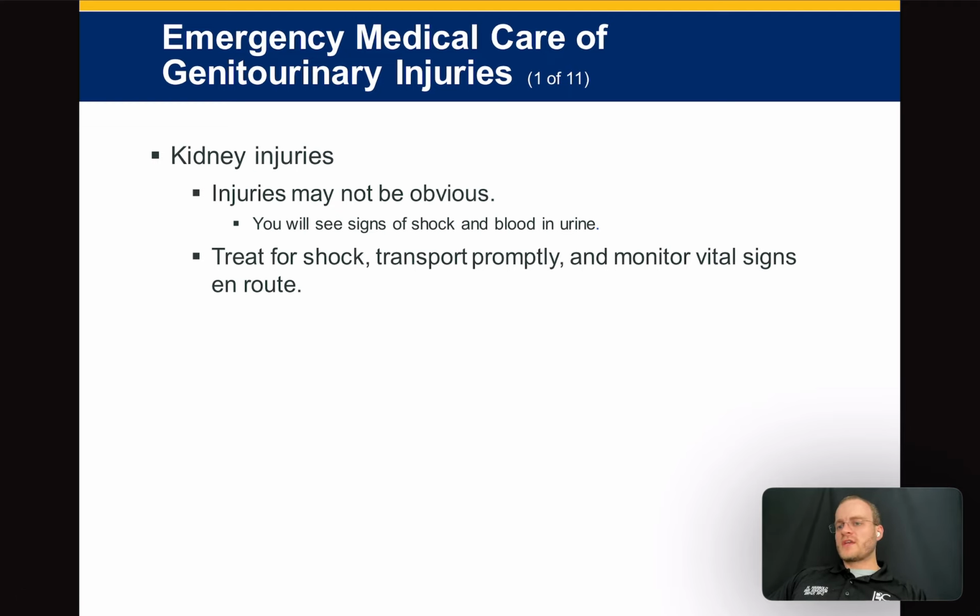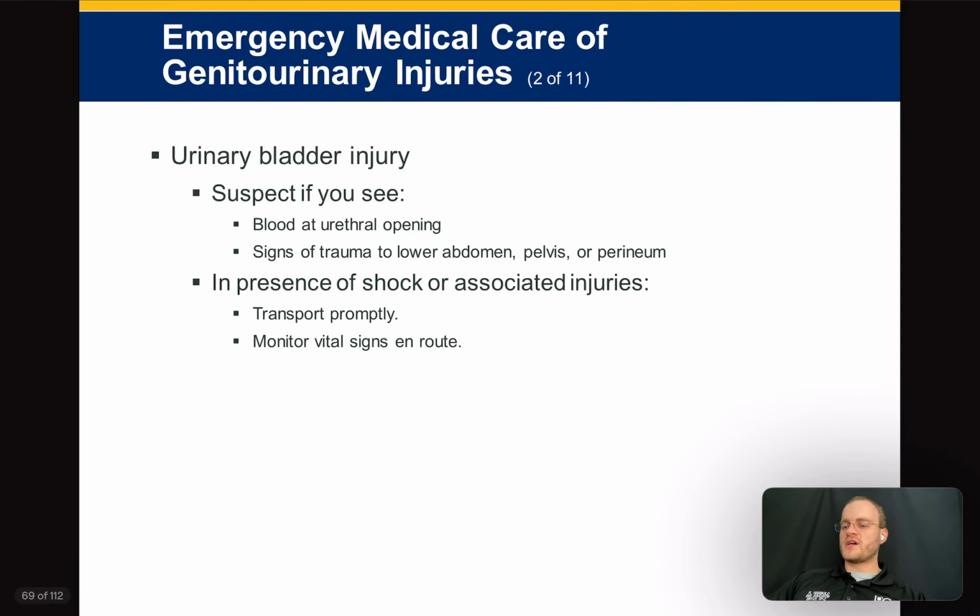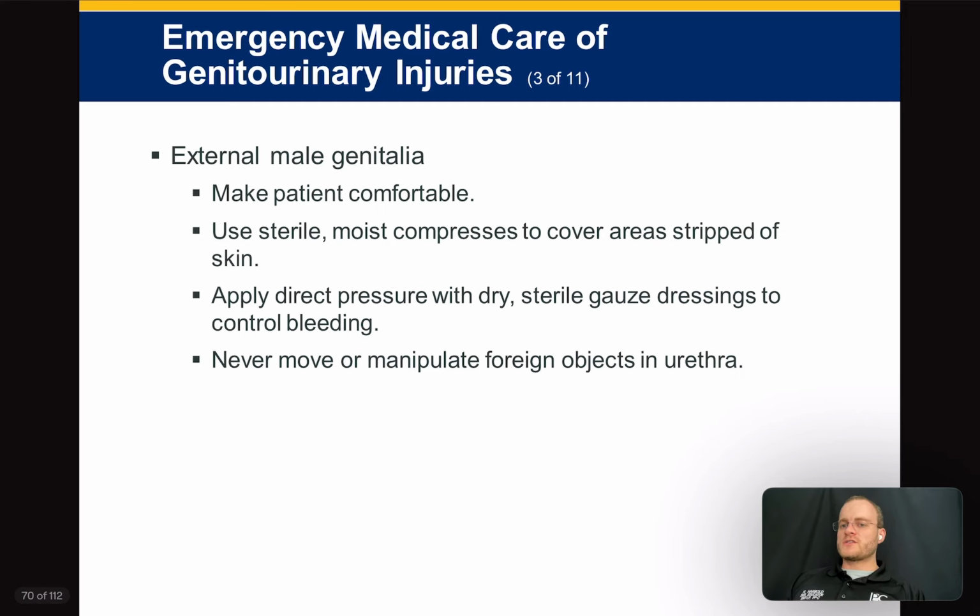So, kidney injuries, again, transport them. You may or may not see blood in the urine, but that is a hallmark sign. Urinary bladder, again, or the urethral injury, you'll see blood at the urethral opening, so at the urethral meatus, at the tip of the penis. External male genitalia, if it's been lacerated, you would just cover it with a moist and sterile dressing.